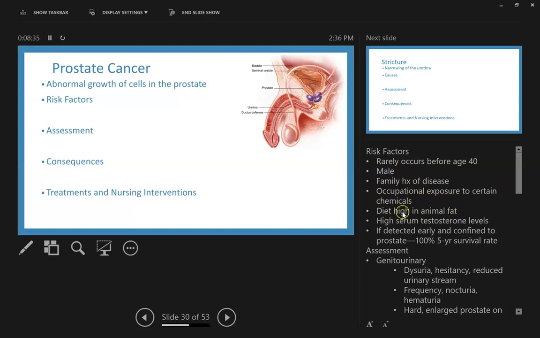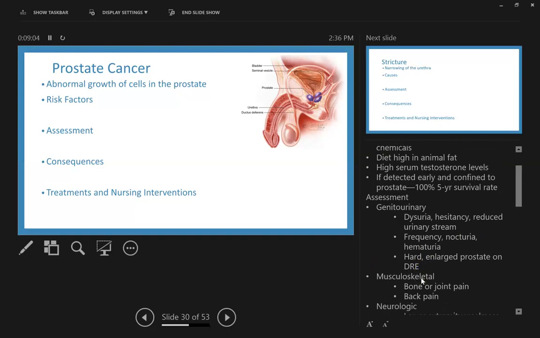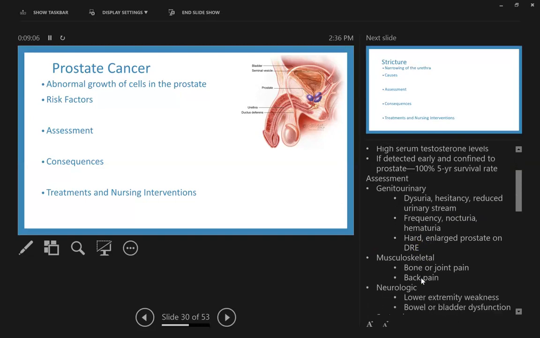Risk factors include males, particularly males with a family history of the disease. There may be an occupational exposure to certain chemicals. I think about our war veterans, especially ones that were over in Vietnam. They were exposed to a chemical called Agent Orange that is known for creating cancer problems. Diets high in animal fat put them at higher risk, as do high testosterone levels, because these cancers are typically driven by hormones, either estrogen or testosterone. If detected early and confined to the prostate, there is almost a 100% 5-year survival rate. So if it's detected early enough, we can pretty well cure these people.